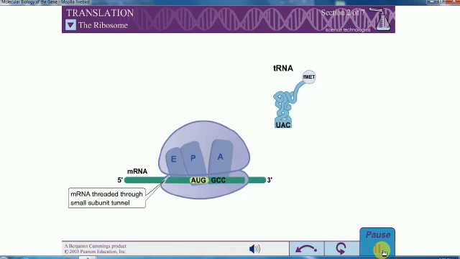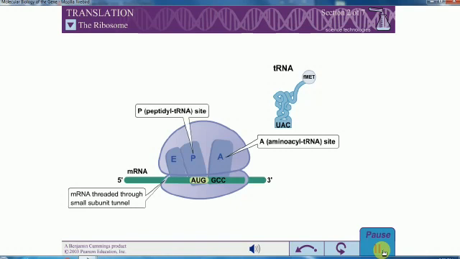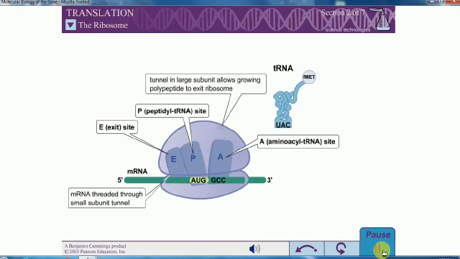The ribosome contains 3 binding sites for holding tRNA. The A site accepts tRNA molecules charged with single amino acids. The P site contains the tRNA linked to the growing peptide chain, and the E or exit site is occupied by a tRNA molecule about to be released. The growing protein exits the ribosome through a tunnel in the large subunit.